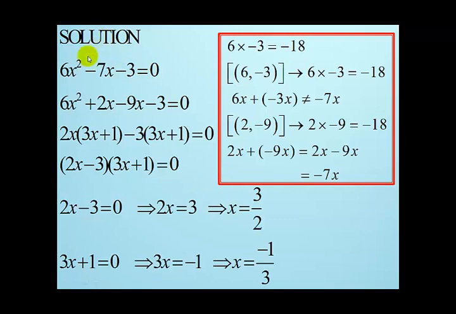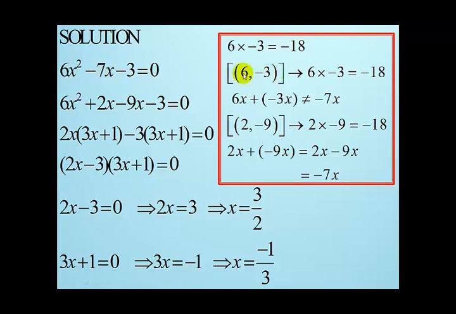Solution. Given 6x² - 7x - 3 = 0. Coefficient of the square term is 6. Coefficient of x is minus 7 and the constant is minus 3. So the first thing we do is to multiply the coefficient of the square term by the constant. So 6 times minus 3 is equal to minus 18. Now we search for two numbers. When we multiply we get minus 18, and when we add we get the coefficient of x, that is minus 7. Now let's start with 6 and minus 3.